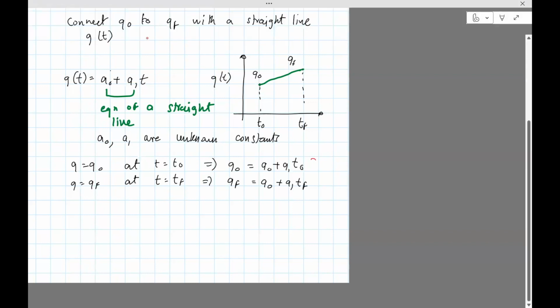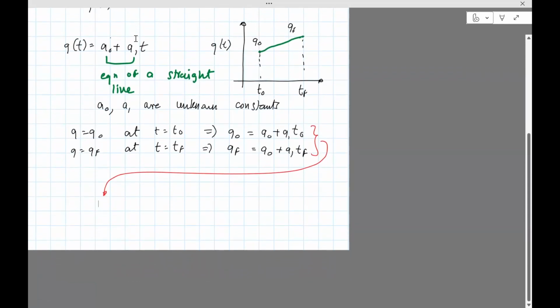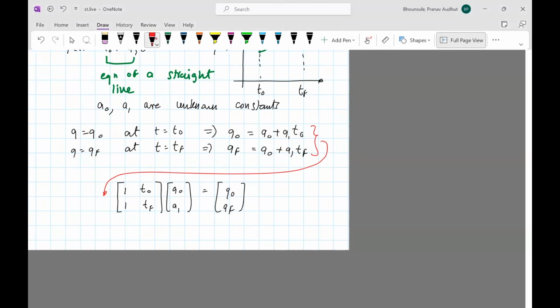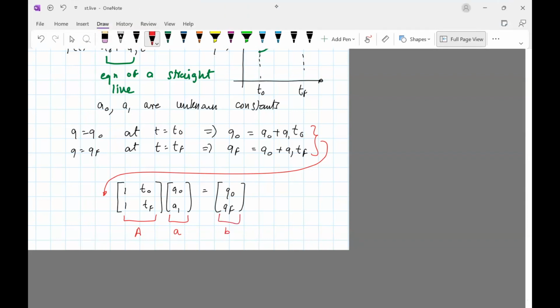So what I'll do is I'll basically rewrite these equations in a matrix form, because then it's very easy to invert them with the tools we have at our disposal. So this can be written as follows. The right hand side is 1 t0 1 tf. The unknowns are a0 a1, and the right hand side is q0 qf. I just rewrote the equations in a matrix form where this thing here, you can call that A. This is an unknown, let's call that small a, and this here is b. So this is an unknown.